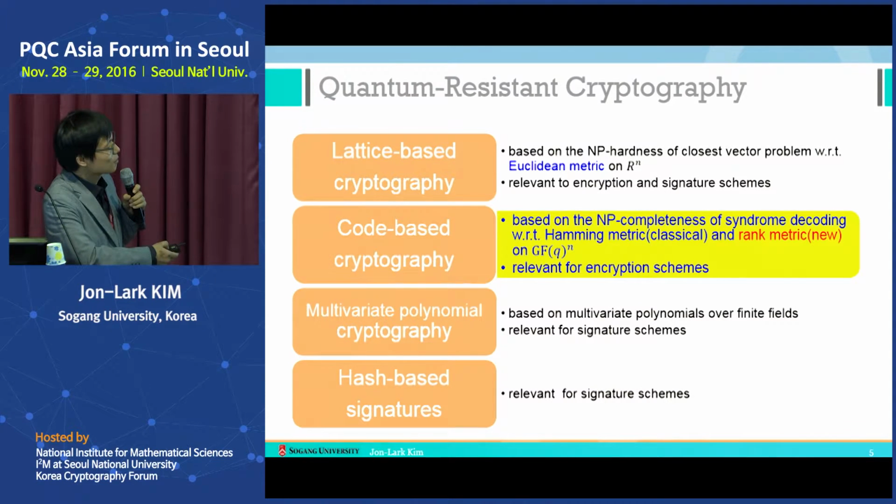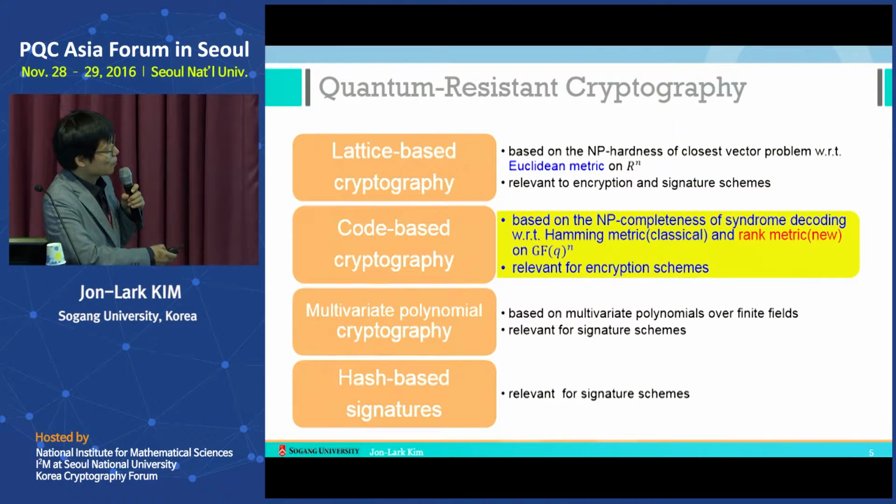But these days, Philippe Gaborit introduced rank metric codes in the form of low density parity check codes, which is an analog of low density parity check codes from coding theory. Since then, I became so interested in these rank metric low density parity check codes.